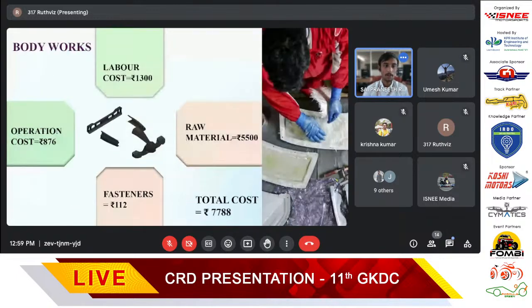Coming to the bodyworks, the bodyworks are manufactured in-house, and the operation cost is around 876 rupees, and the labor cost is around 1300 rupees. As we have inquired in the society and also the industries, the raw materials cost is around 5500 rupees, and the fasteners used to fix it to the vehicle are around 112 rupees, and the total cost of bodyworks is around 7788 rupees.